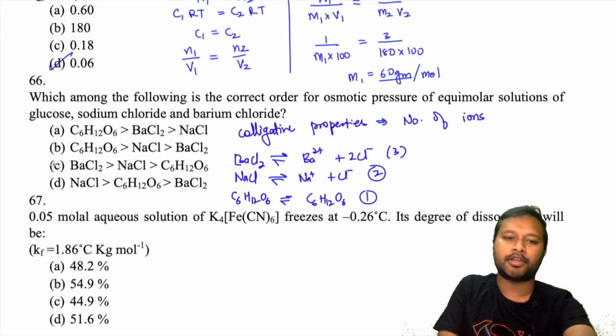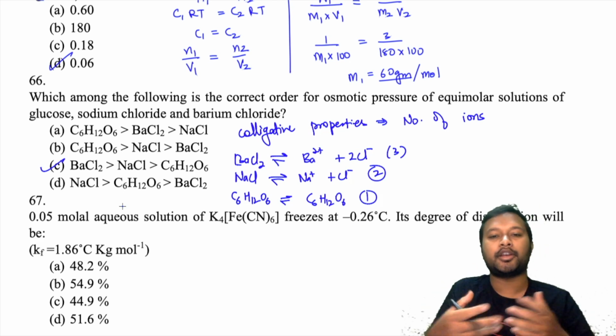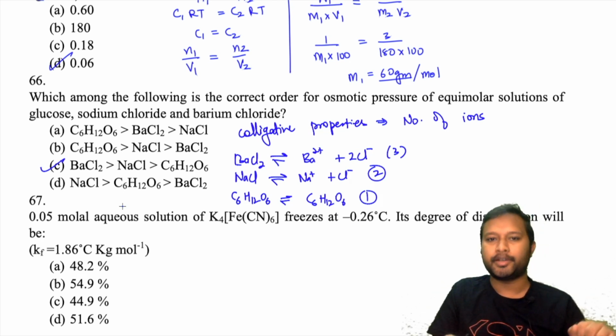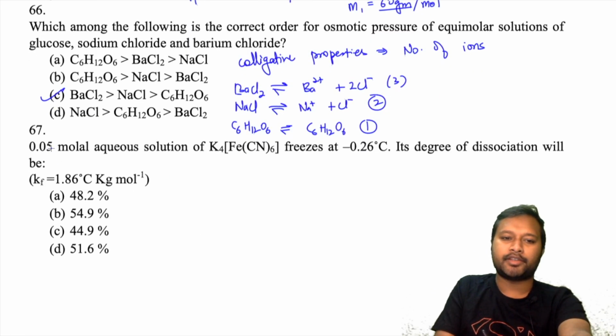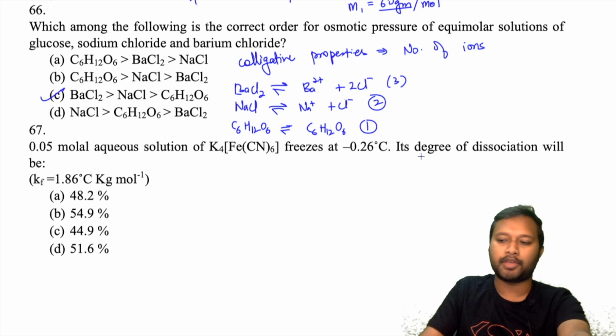So the correct order is going to be option number C, depending upon in how many species it is going to dissociate. Okay, next one is again a numerical. It says 0.05 molar aqueous solution of K4[Fe(CN)6] freezes at this much degree Celsius. Its degree of dissociation is going to be how much? So we will do this with this. The formula is given by this, right?